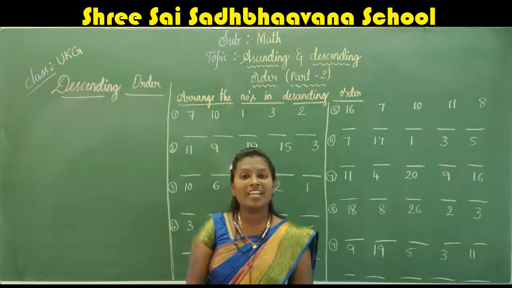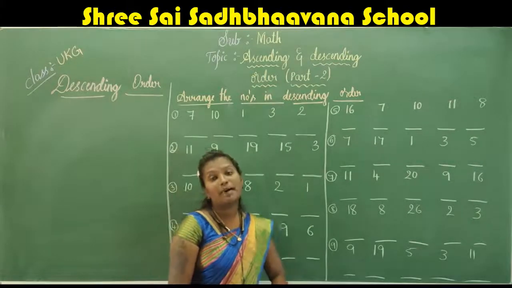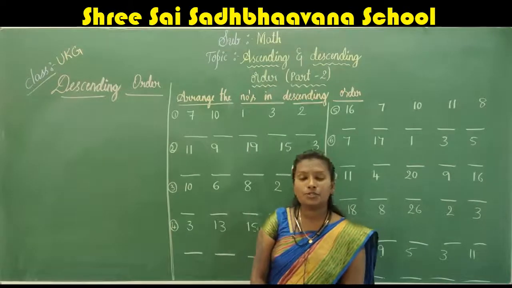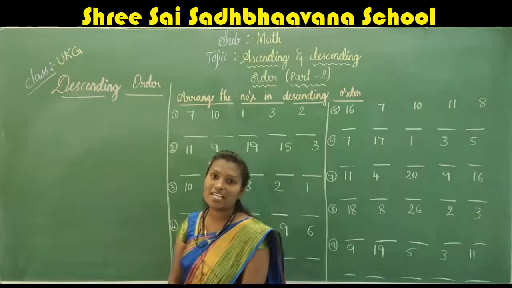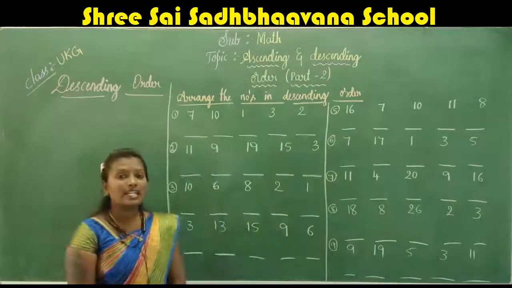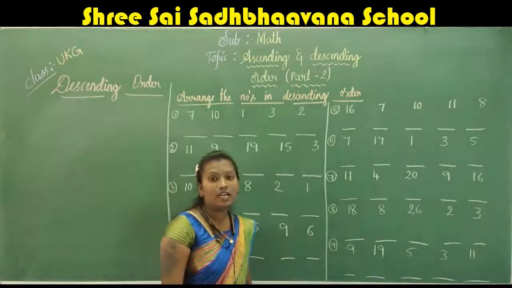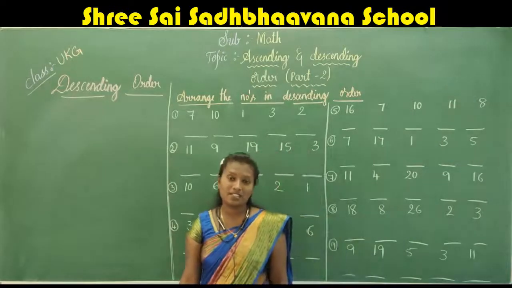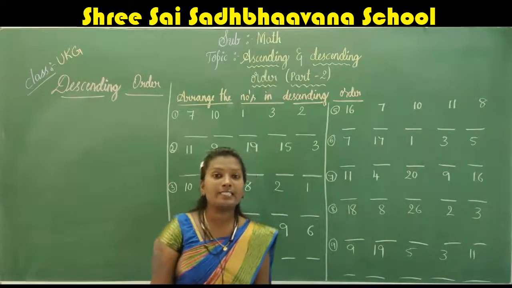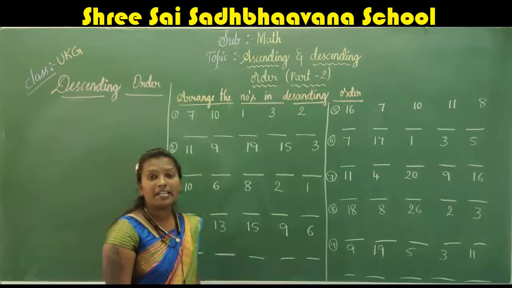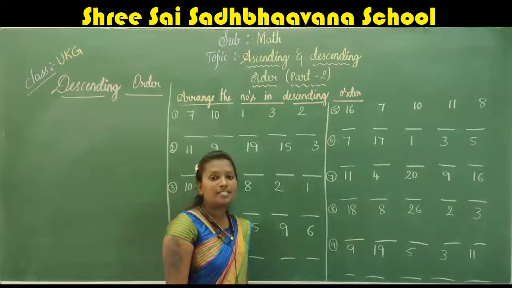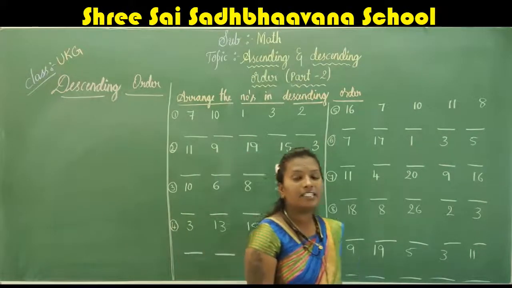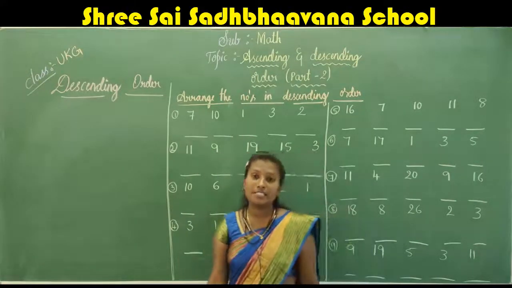Children, today I'm going to teach math: descending order. Children, do you remember what we learned in the last class? Yes, in the last class we learned ascending order. Then what do you mean by ascending order? Ascending order is nothing but we have to arrange the numbers from smallest to biggest. Then how to arrange the numbers?